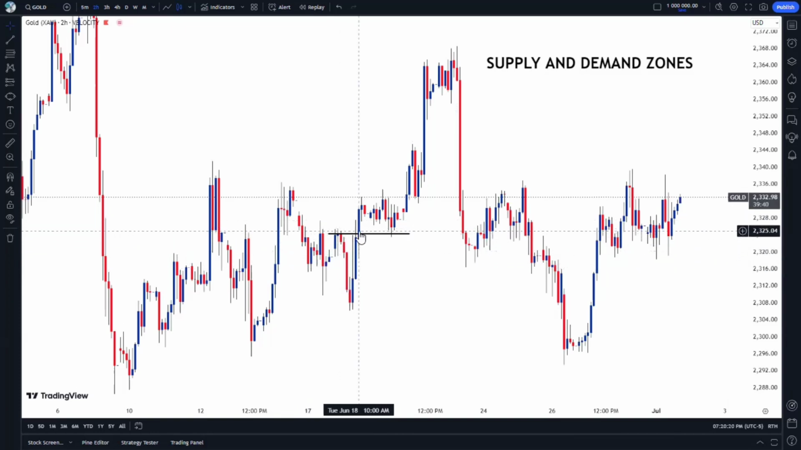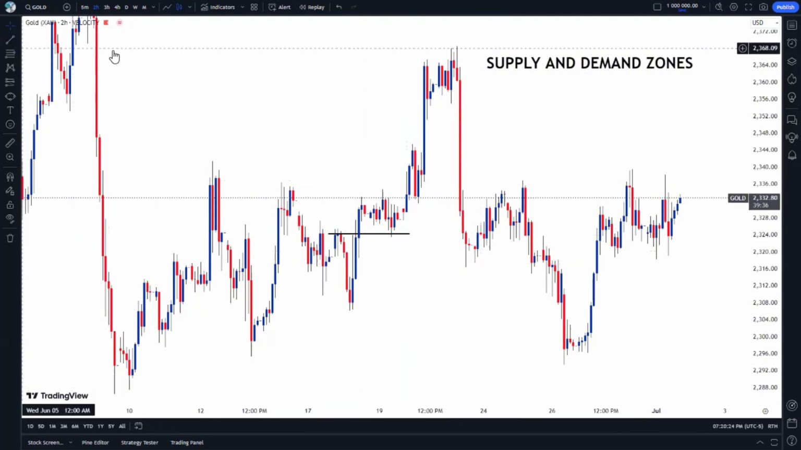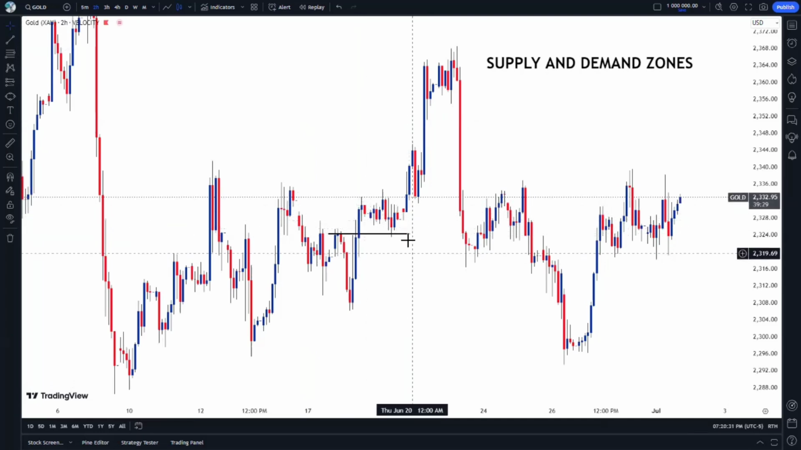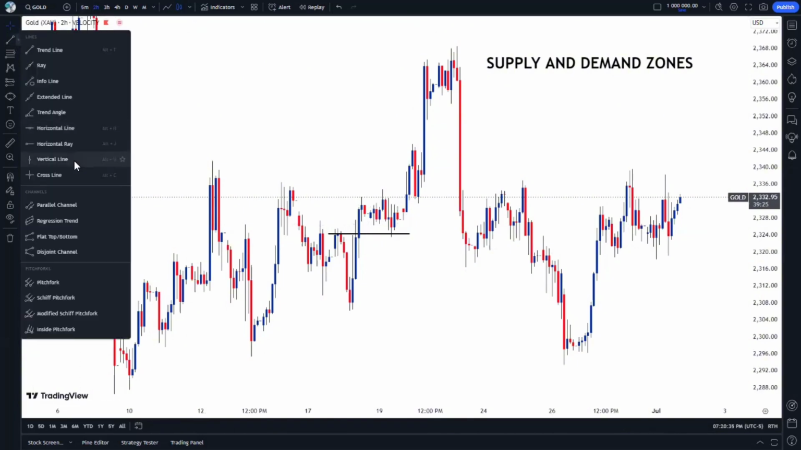So remember, I identify the break of structure as an area where one candle closes on the structure and one closes above when we are looking for the demand zone. So we see it here, one close on it, one close above. So we confirm that as a break of structure.